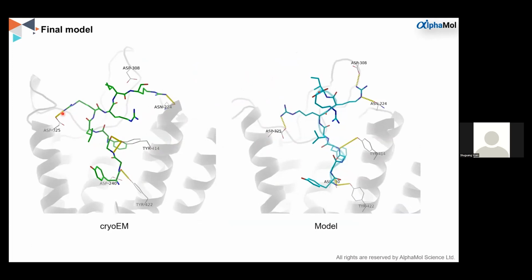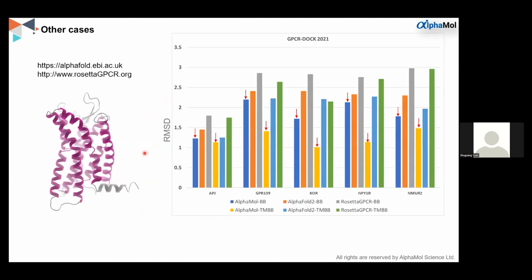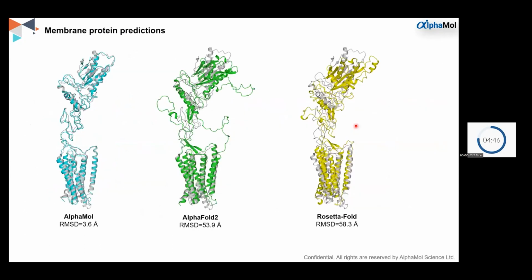For instance, the hydrogen bonds with this aspartate, with this tyrosine, also with this tyrosine, and with this asparagine are all reproduced from the cryo-EM structure. So that is pretty accurate. We were also wondering how AlphaFold or RoseTTAFold performs for this GPCR. As we can see, this orange one is the prediction from AlphaFold, and here is the one from RoseTTAFold. All the RMSDs are much higher than our predictions.